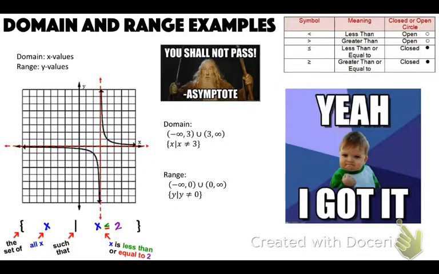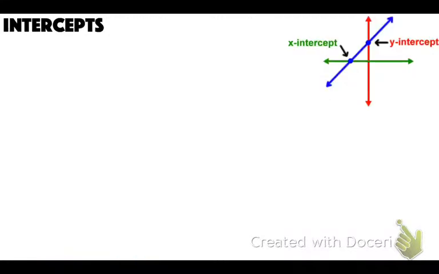Cool? Yeah, I got it. Okay, intercepts. Intercepts are where it's crossing either the y-axis or the x-axis. X-intercepts are where it crosses the x-axis. Y-intercepts are where it's crossing the y-axis. So the x-intercept is where y equals 0, and the y-intercept is where x equals 0.